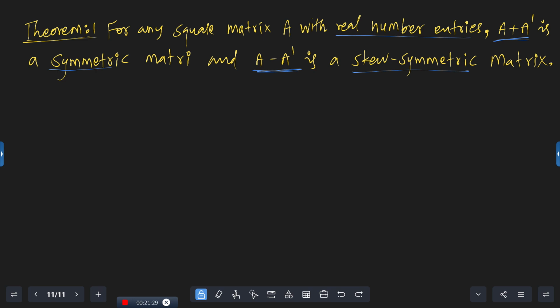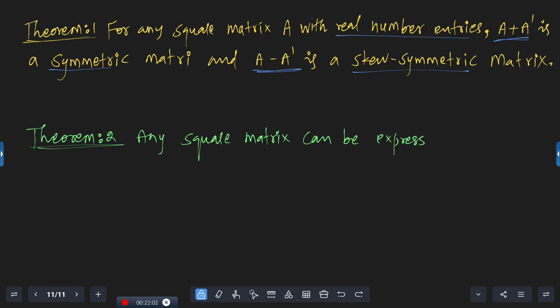Without a proof, you just take this. You don't need the proof. Next, theorem number 2. Any square matrix can be expressed as the sum of a symmetric and a skew symmetric matrix.